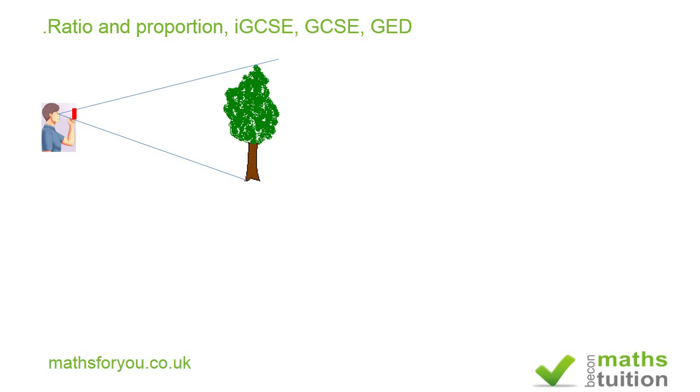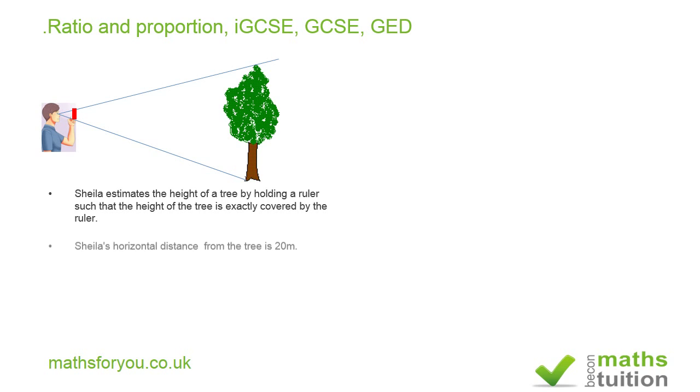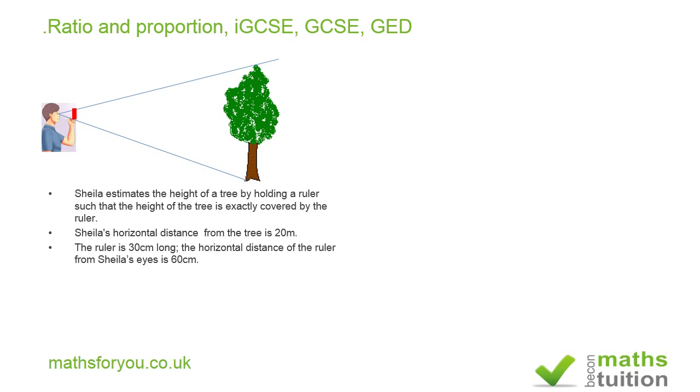Now, it says Sheila estimates the height of a tree by holding a ruler such that the height of the tree is exactly covered by the ruler. It says Sheila's horizontal distance from the tree is 20 meters. The ruler is 30 centimeters long. The horizontal distance of the ruler from Sheila's eyes is 60 centimeters. And then it says, what is Sheila's estimate of the height of the tree?